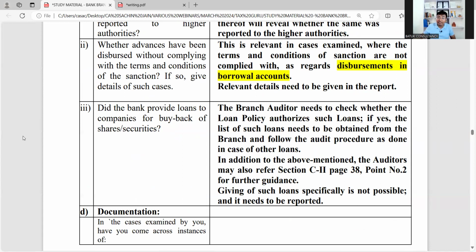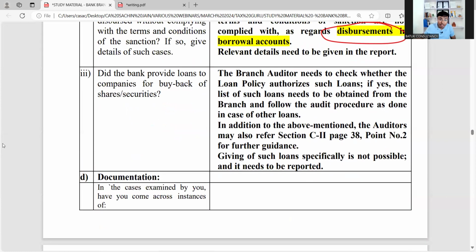In case of disbursement, we need to check that the note is in a perfect way. We just need to ensure whether the bank is going to provide any loan for buyback of shares or not, and if the bank is going to provide a loan for buyback of shares, in that case whether the specific conditions have already been fulfilled or not. That is the thing we need to ensure.